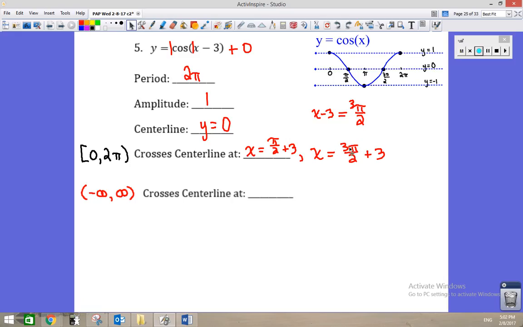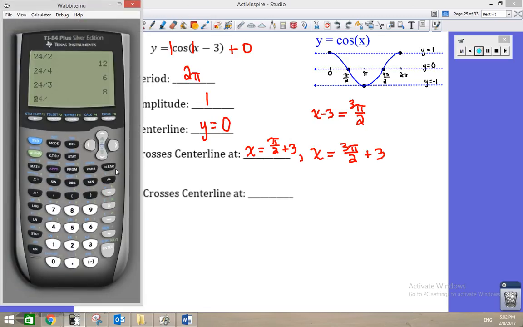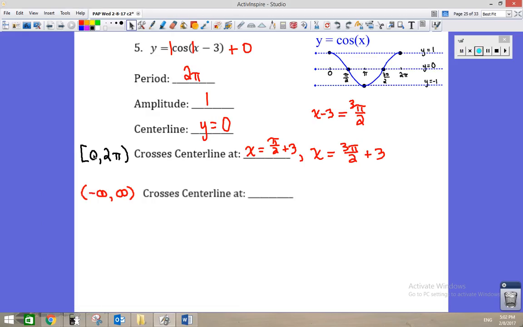Because now, well, let's get a decimal approximation for it to show you that it might be above 2 pi. So let's take 3 pi divided by 2 plus 3. What do I get? Yeah, it's bigger than 2 pi. So they wanted from 0 to 2 pi.